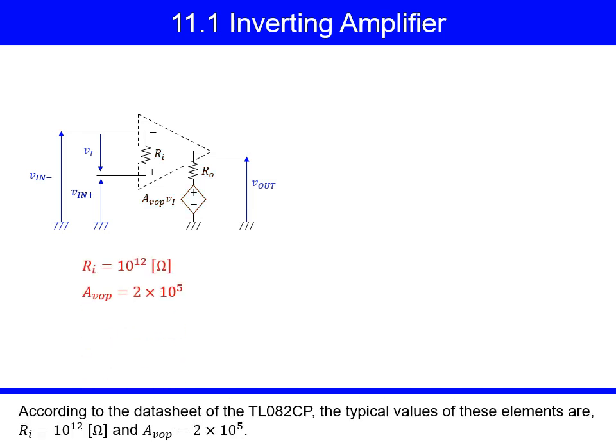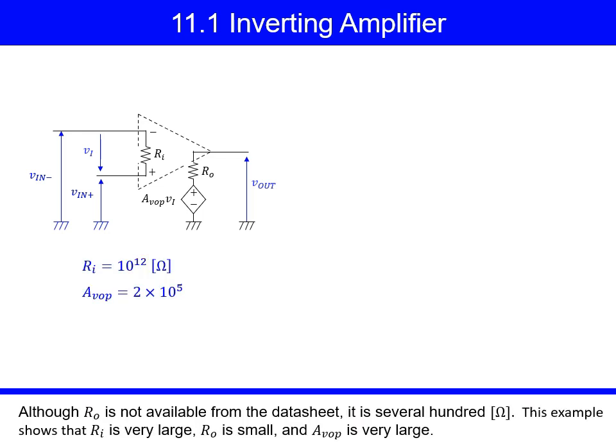According to the data sheet of the TL082CP, the typical values of these elements are, Ri equals 10 to the power of 12 ohms, and AVOP equals 2 times 10 to the power of 5. Although Ro is not available from the data sheet, it is several hundred ohms. This example shows that Ri is very large, Ro is small, and AVOP is very large.